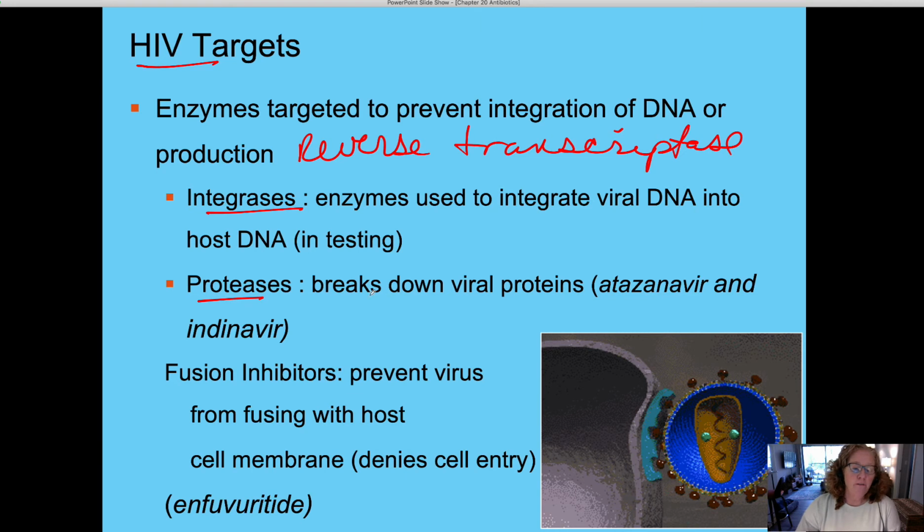There are also a few drugs out there that are not necessarily targeting the proteins or enzymes that are brought with HIV, but are actually inhibiting fusion. Remember, many viruses enter cells through fusing their envelope with the plasma membrane of the host cell. Well, if we can prevent viral fusion, then the virus can't even gain entry into the cell. If it can't gain entry into a cell, it can't replicate.